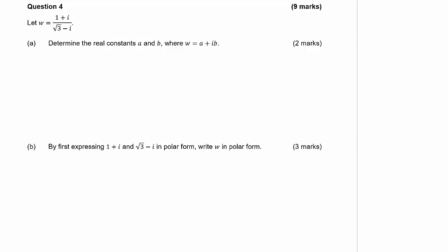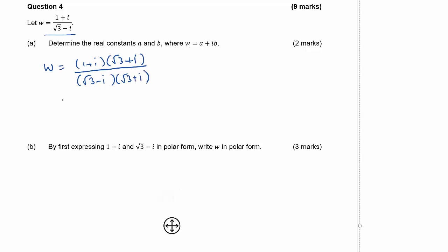Determine the real constants a and b, where w is a plus bi, given that w is this. So what we want to do here is realize the denominator. So w is going to be 1 plus i, and then we want the conjugate of this one, so that's root 3 plus i over root 3 minus i, root 3 plus i.